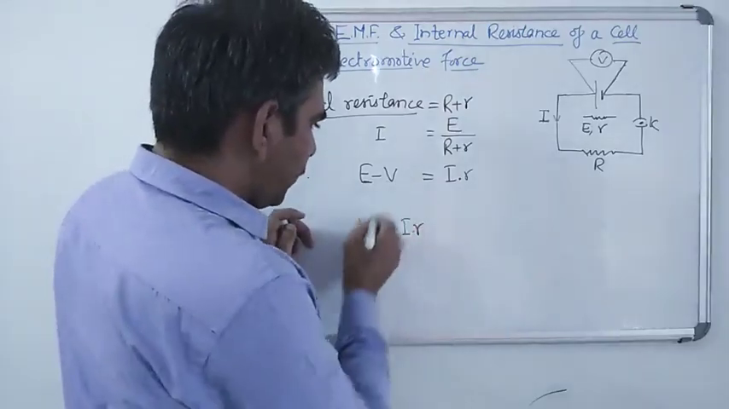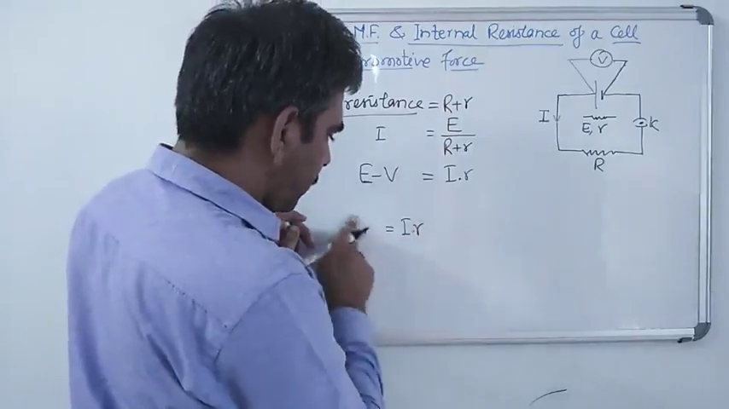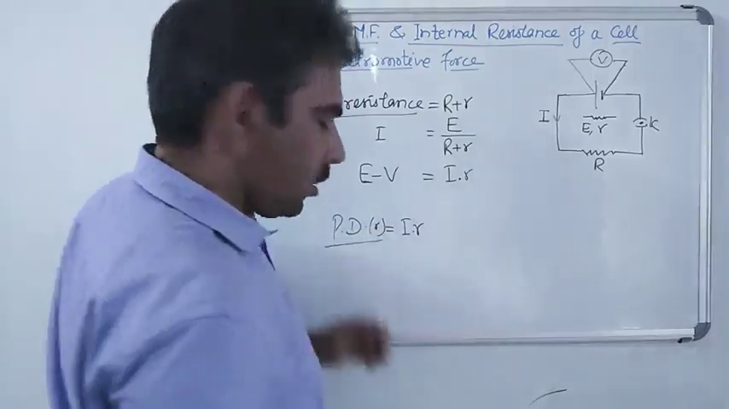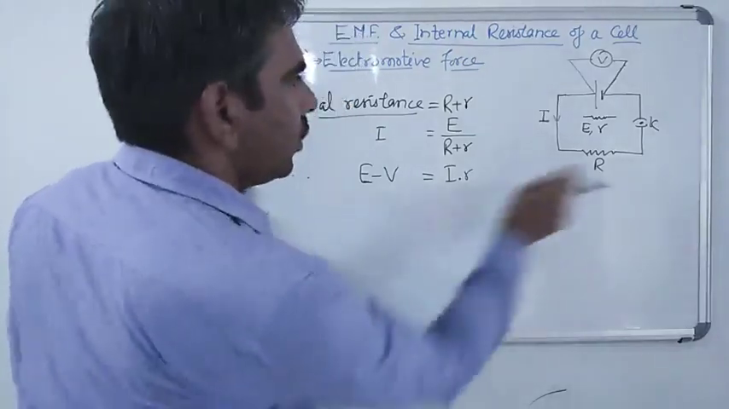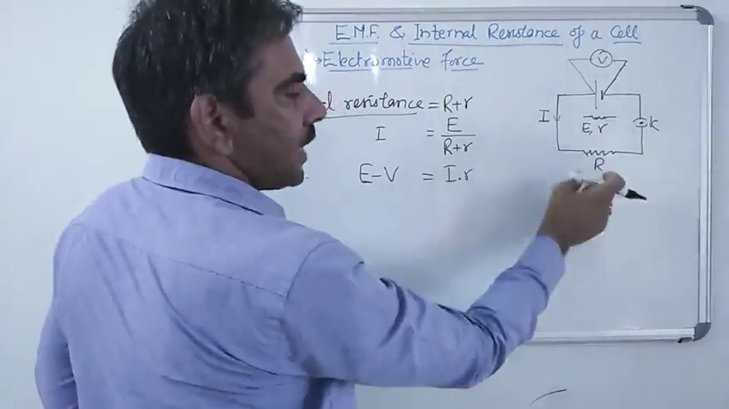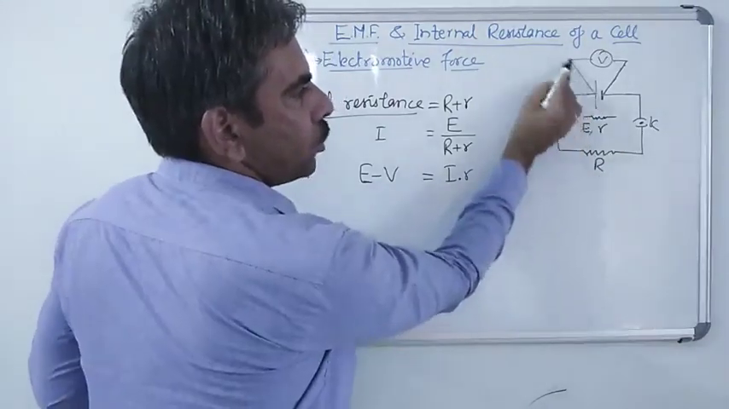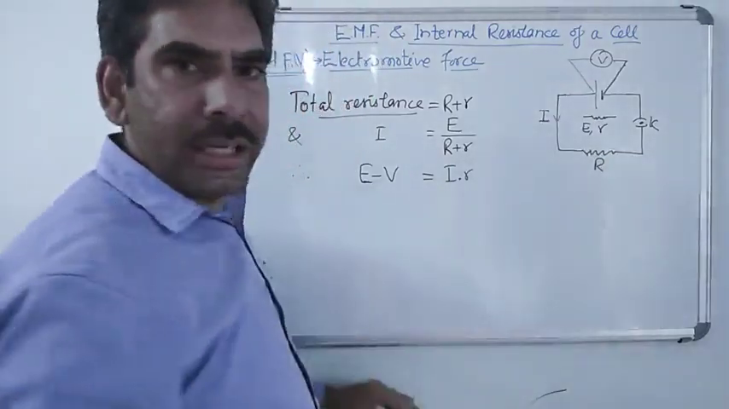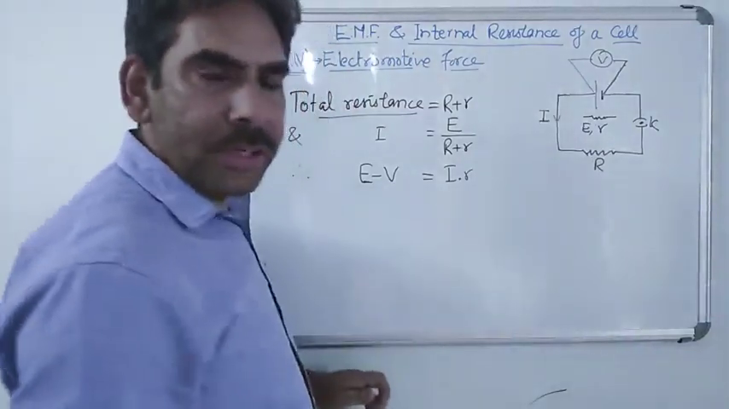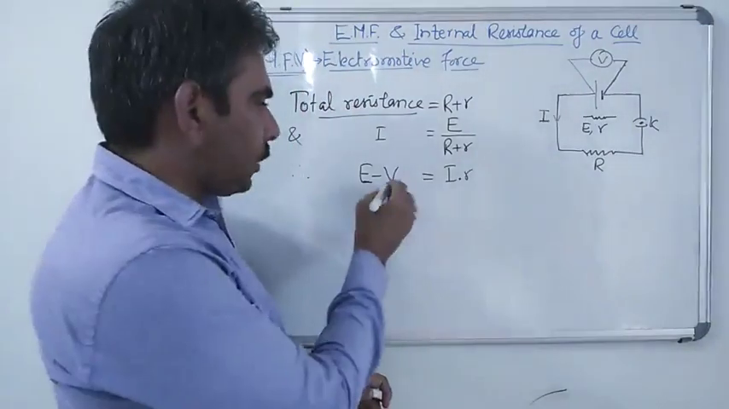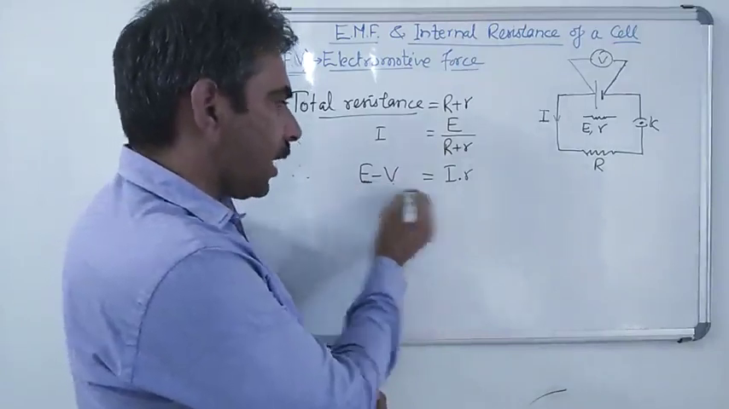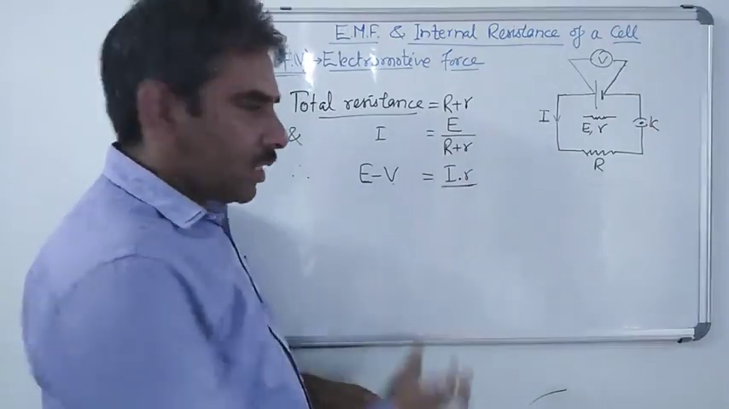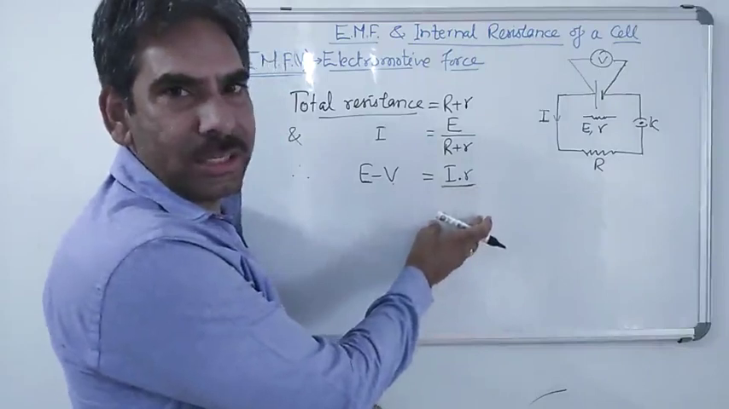So let me differentiate. This is the terminal potential difference we are using here, and this is the potential difference across the internal resistance, right? Whenever this internal resistance is drawing some potential, the remaining potential difference across the two terminals of the cell and across this external resistance is slightly less, and we call it the terminal potential difference. It is less than the EMF of the cell by the amount of the potential difference drawn by the internal resistance of the cell.